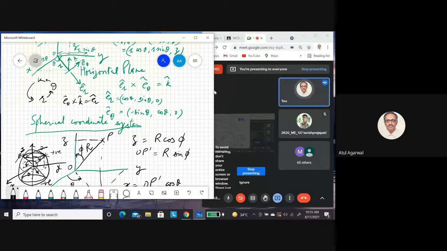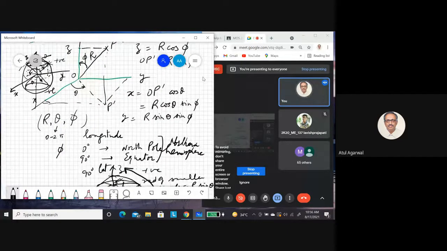Now ER becomes E theta, will become K cross ER is equal to E theta. This way you can write all the cross product rules for cylindrical coordinates. Similar thing you can do for spherical coordinates.